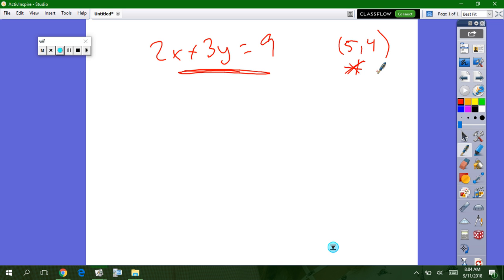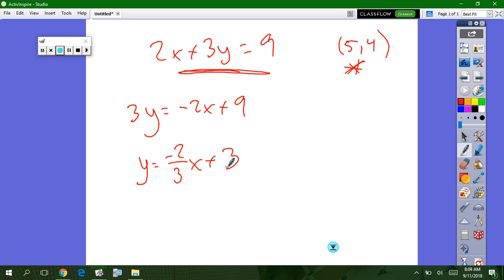Because we're looking for something parallel, right? We're looking for something parallel. So with that being the case, we need to find out what his slope is, don't we? So what should we do? y equals mx plus b, or what we call slope-intercept form, right? So I'm going to subtract the 2x. Are we solving for y yet? We divide by 3. Okay, so that's the equation of that line.